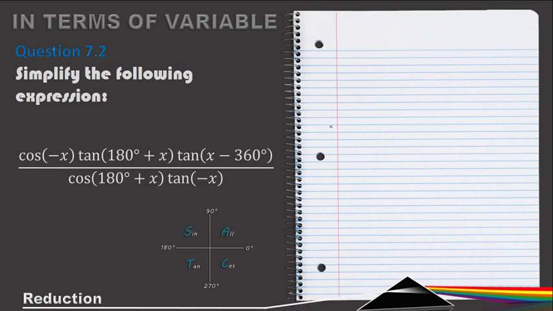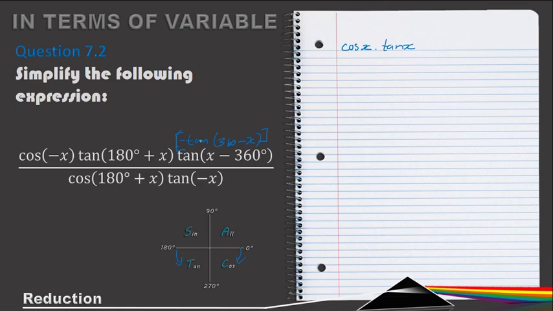Question 7.2, simplify the following. We start off with the first one. We've got cos minus x, so this is then in cos's quadrant, so this just remains positive, cos x, times tan 180 plus x. 180 plus is in tan's quadrant, so it remains a positive tan x. Then we have x minus 360, so as we've seen earlier, we can swap this around, and we can take out the minus, so this will become minus tan 360 minus x.